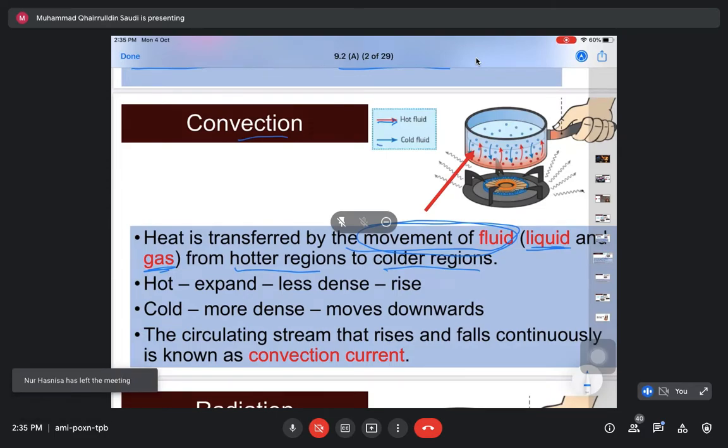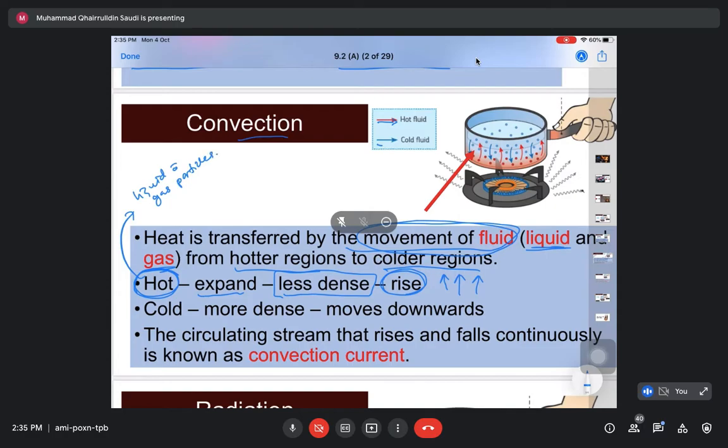Okay, but before you learn about convection, you have to know that when the fluid particles are hot, they expand and they become less dense. So they usually rise. They usually naik ke atas. Okay? When liquid and gas particles are hot, they will expand and they become less dense. Sampailah bila dia jadi less dense, kurang ketumpatan, sampailah dia naik ke atas. They will move upwards. While when the liquid or gas particles are cold, they become more dense. Okay, dia menjadi lebih tumpat. So when they become more dense, they will move downwards.